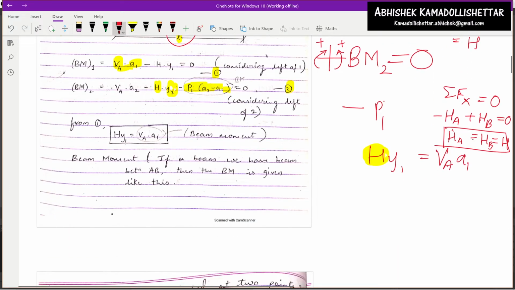Now, from equation 1, h into y1 is equal to v into a1. We call this a beam moment.